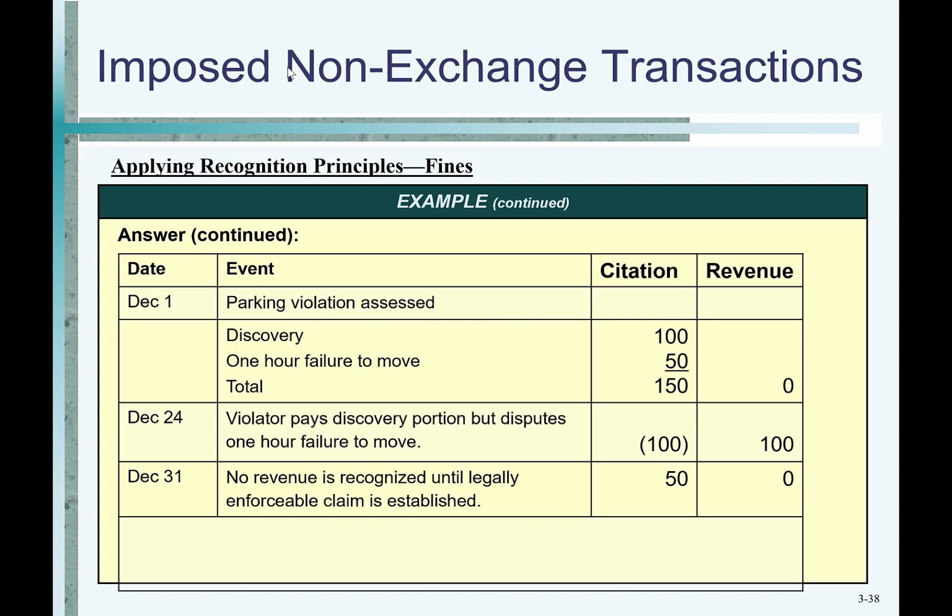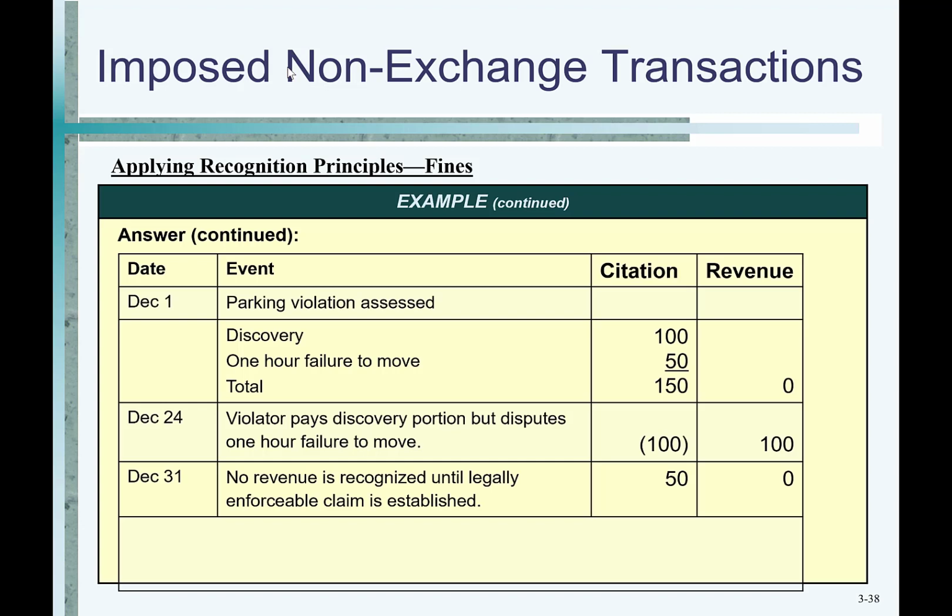How do they know they had a legally enforceable claim for the $100? When was the last time you paid $100 and you didn't think you owed it? So we see the payment of the $100 as an admission of guilt. If you're paying the $100, you must think you're guilty, right? Okay, so the payment is what triggered the revenue recognition there.